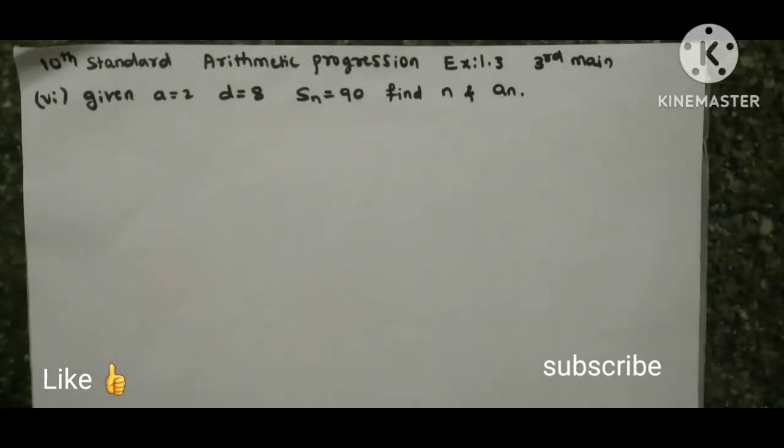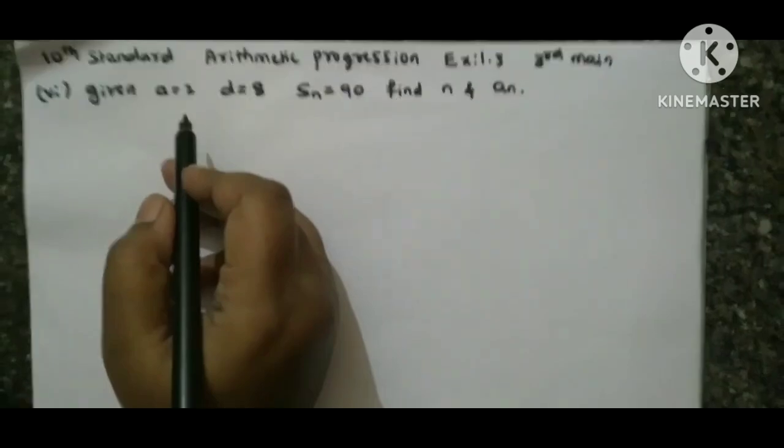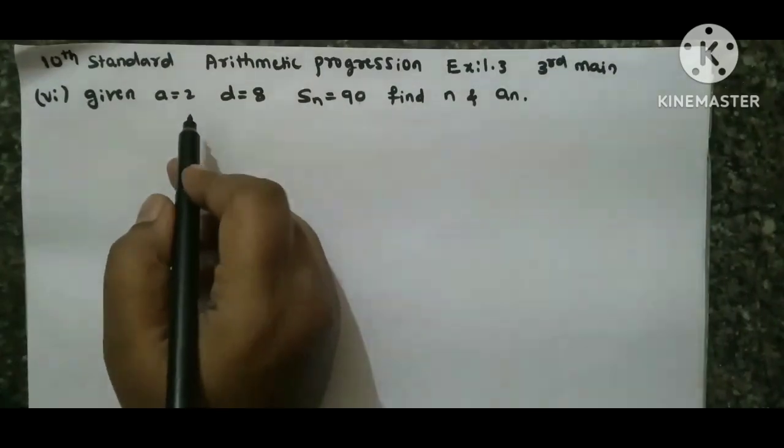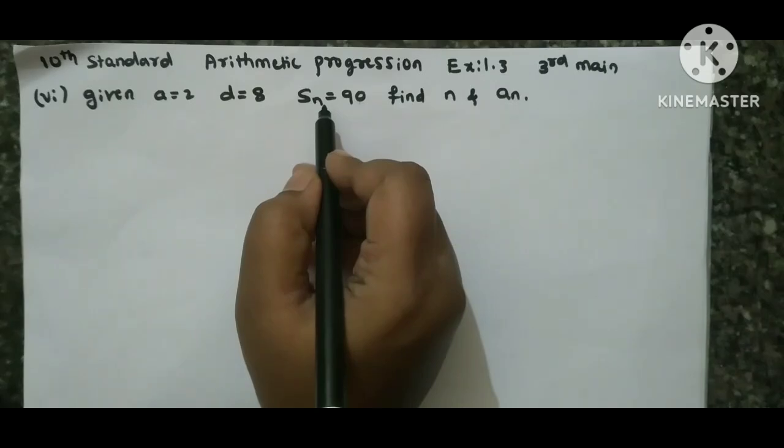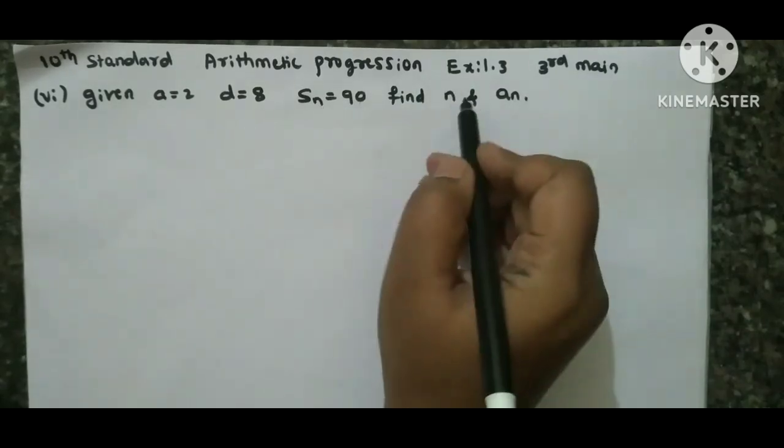Children, in this video I am going to explain to you 10th standard arithmetic progressions, exercise 1.3, third main, 6th sum. Here they have given the first term of the AP, that is a equal to 2, and the common difference d is 8, and the sum of the n terms. We don't know how many terms are there in this AP.